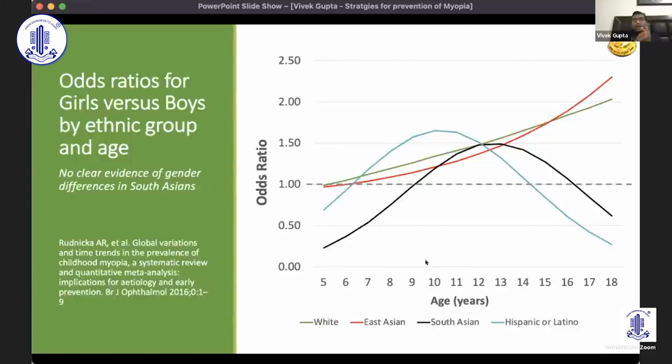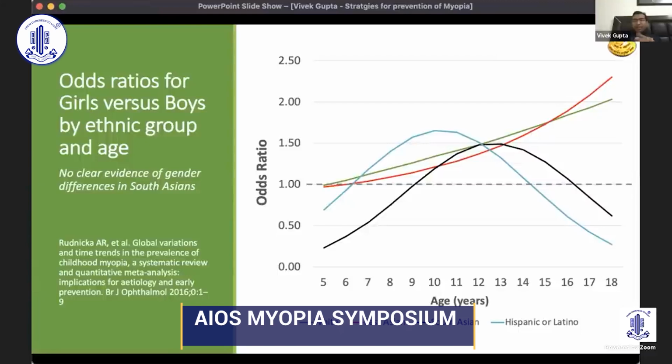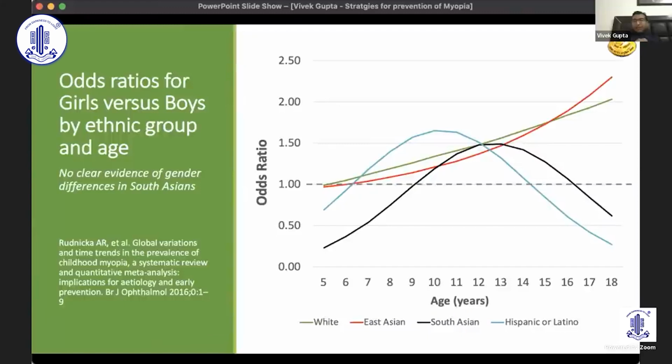So I'll straight away move on to some of the evidence when it comes to risk factors for myopia. Specifically, I'll come to global as well as Indian evidence, and some of the evidence about what works for prevention of myopia. Classically, whenever we classify risk factors, we classify them as modifiable and non-modifiable. One of the key things we look for in terms of non-modifiable factors is: is there a gender issue at play? Is there an age issue at play?